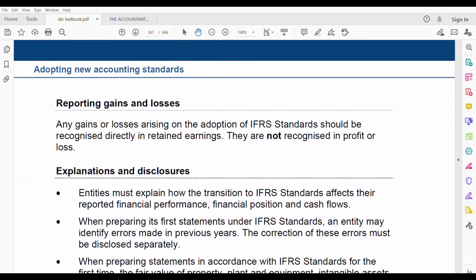Now, how are you reporting the gains and the losses? So when you adopt the IFRS standards, okay, any gain or loss you are having based on that should be recognized directly in retained earnings. Okay, they are not recognized in profit and loss. It goes to retained earnings.